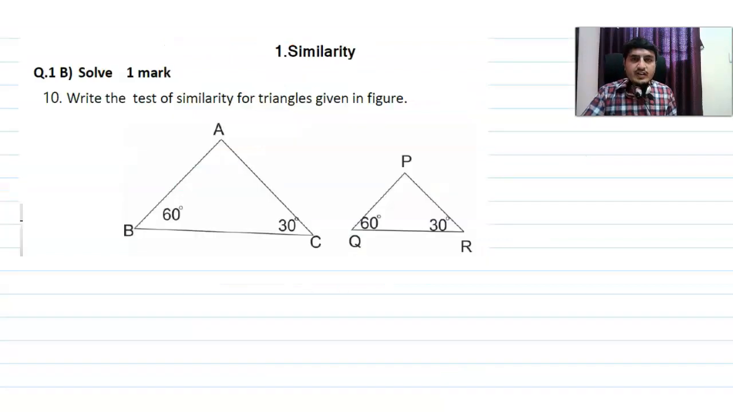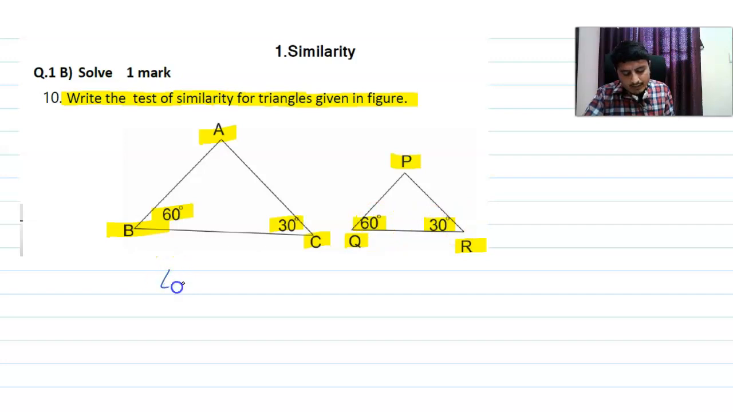Now look at the next and last question from question 1B. 1 mark each question we are discussing. Write the test of similarity for the triangles given in the figure. We have two triangles. The first triangle is ABC, the second triangle is PQR, in which angle B is 60 degrees and angle C is 30 degrees. In triangle PQR, angle Q is 60 degrees and angle R is 30 degrees.